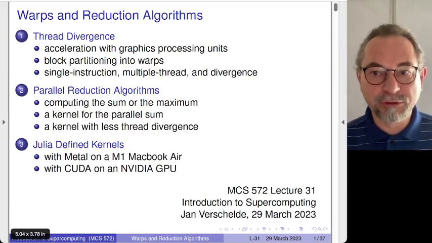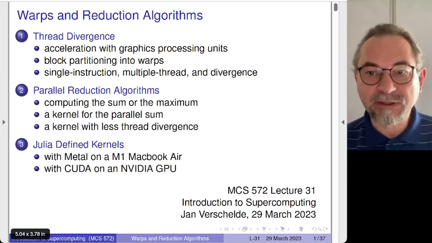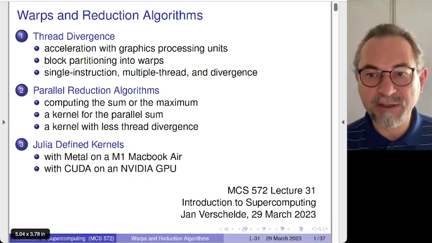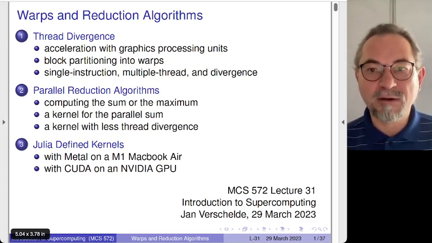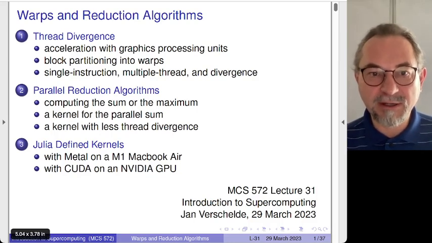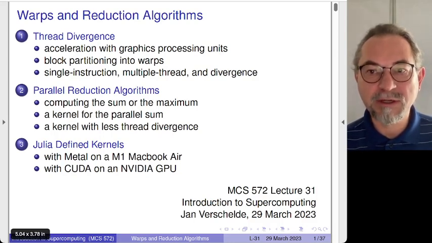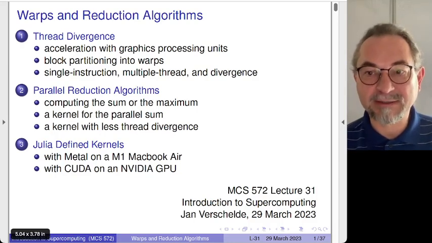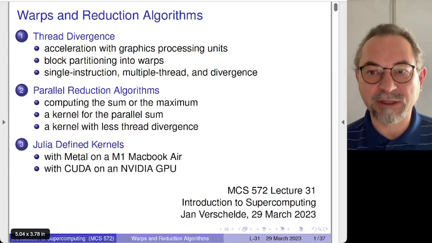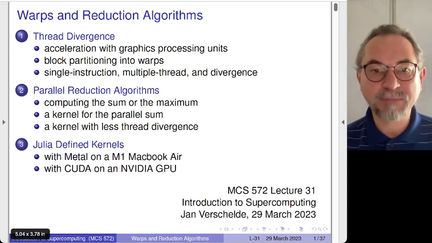The important notion that will be introduced is thread divergence. Some people have the notion that you cannot do any branching with the GPU. That is wrong. With the important class of reduction algorithms, I will explain two different kernels where we can rewrite the original kernel so that it has less thread divergence and will therefore also perform better.